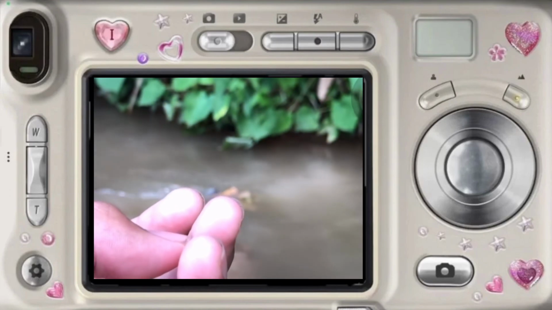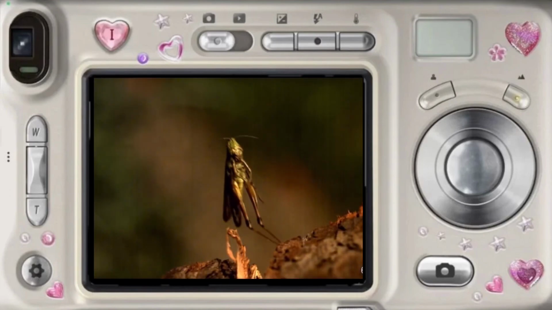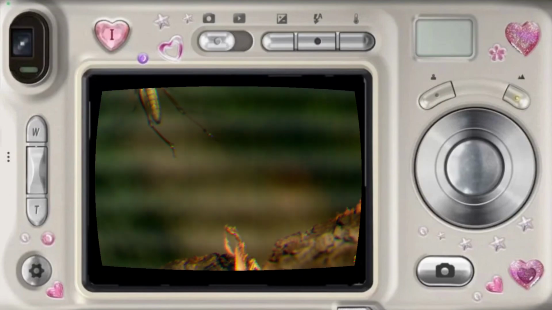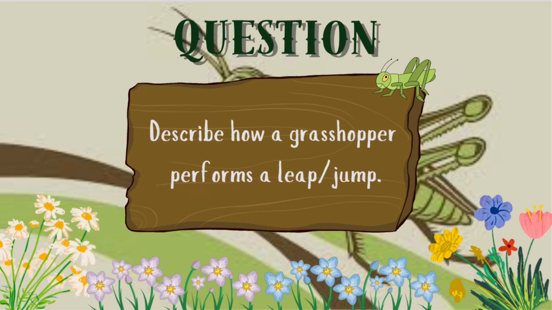Now, we will see how the grasshopper moves step by step. Before we end our topic, we will discuss how to answer the structure questions that are related to our topic just now. And the question is, describe how a grasshopper performs a leap or jump.